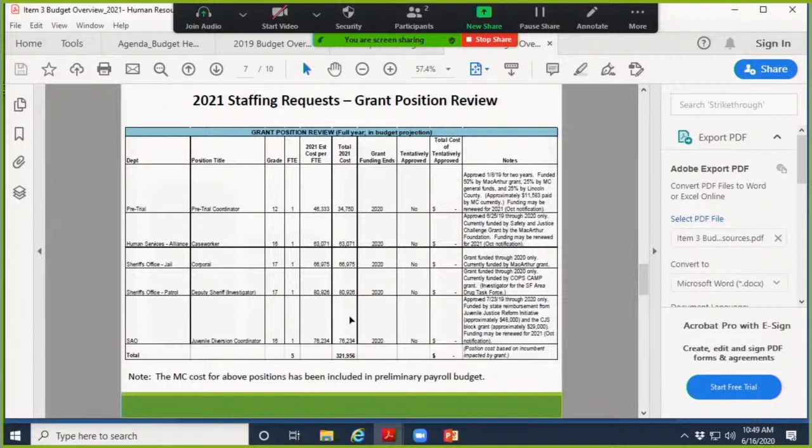If we funded the whole position and then the MacArthur grant came through, it would be supplanting to try to pull that funding back out. Does that make sense to you? It's still funded because of the grant. We did build $350,000 of grant revenue into our revenue projections, assuming that we would be awarded that grant in 2021.